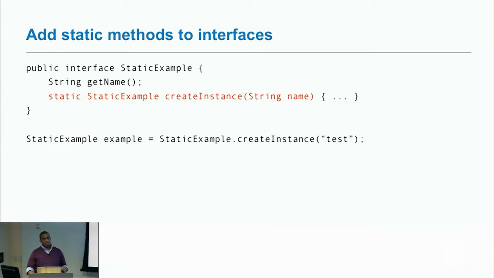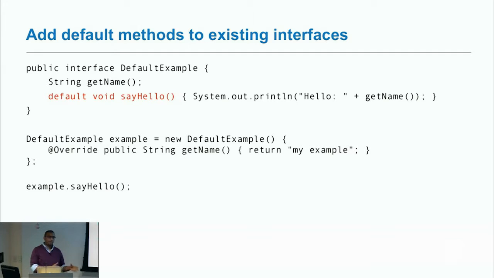In a similar way, there's now this concept of default methods that one can put into an interface. In this case, you have this interface with an abstract method called getName, but you want to provide a default way of saying hello. When one extends and implements that interface, in this case with an anonymous class that implements the getName, you can still call on instances of this interface the default method, for example, sayHello.